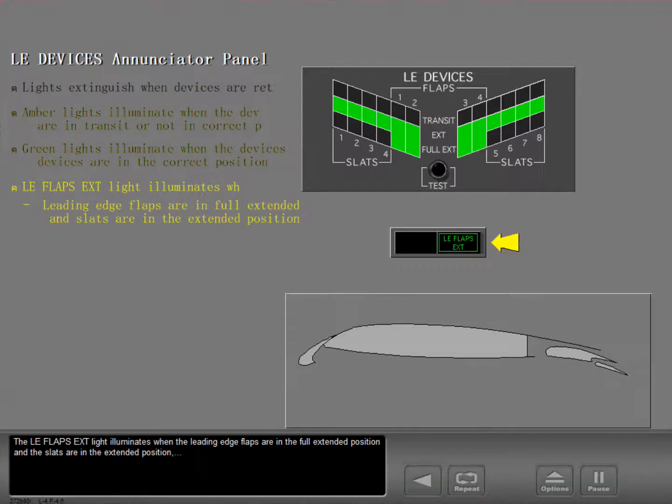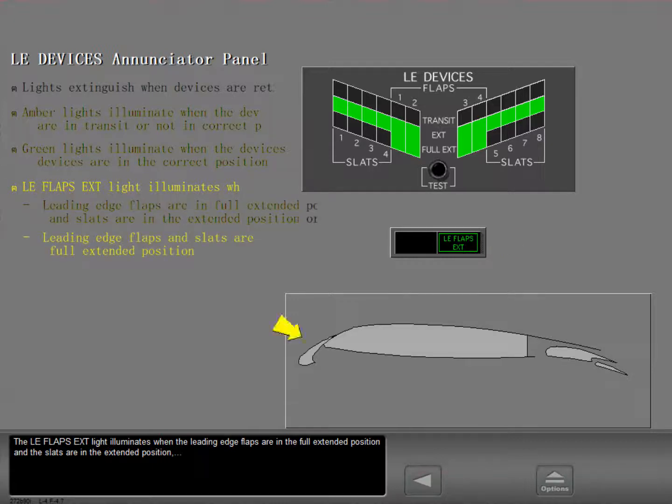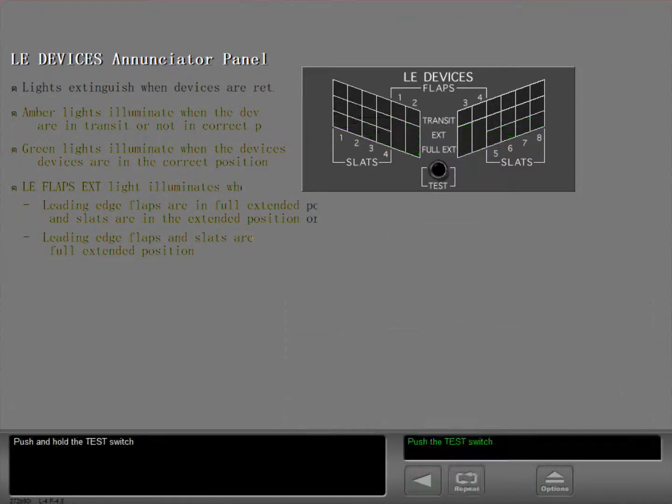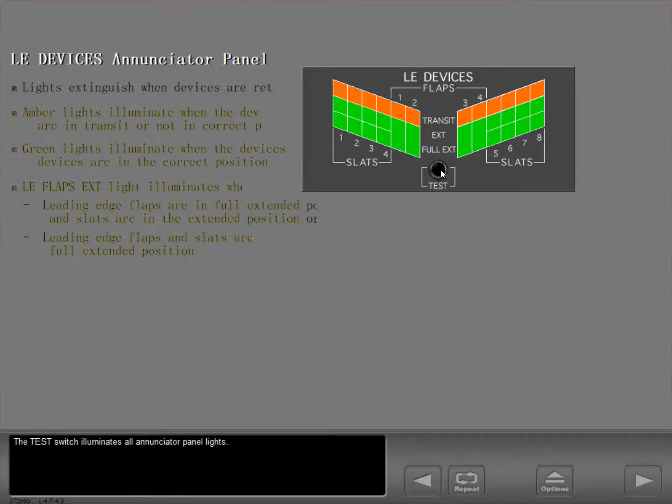The leading edge flaps extended light illuminates when the leading edge flaps are in the full extended position and the slats are in the extended position, or the leading edge flaps and slats are in the full extended position. Push and hold the test switch. The test switch illuminates all annunciator panel lights.